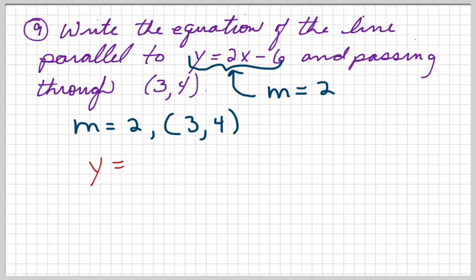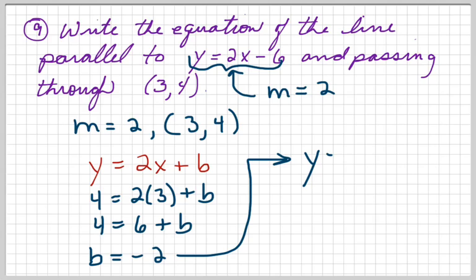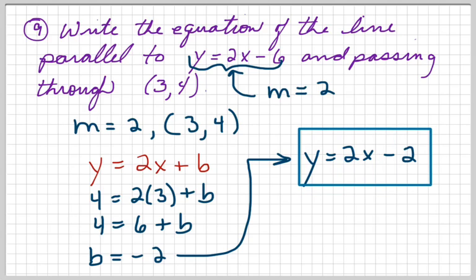We have y equals 2x because I know m. I just have to figure out what b is, so I plug in a 4 for y and a 3 for x, and I work out the math to figure out b. Subtracting 6, 4 minus 6 is negative 2, and now I've got my equation. Y equals 2x, that's my slope. Same slope as the first line because they were parallel, and there is my y-intercept.